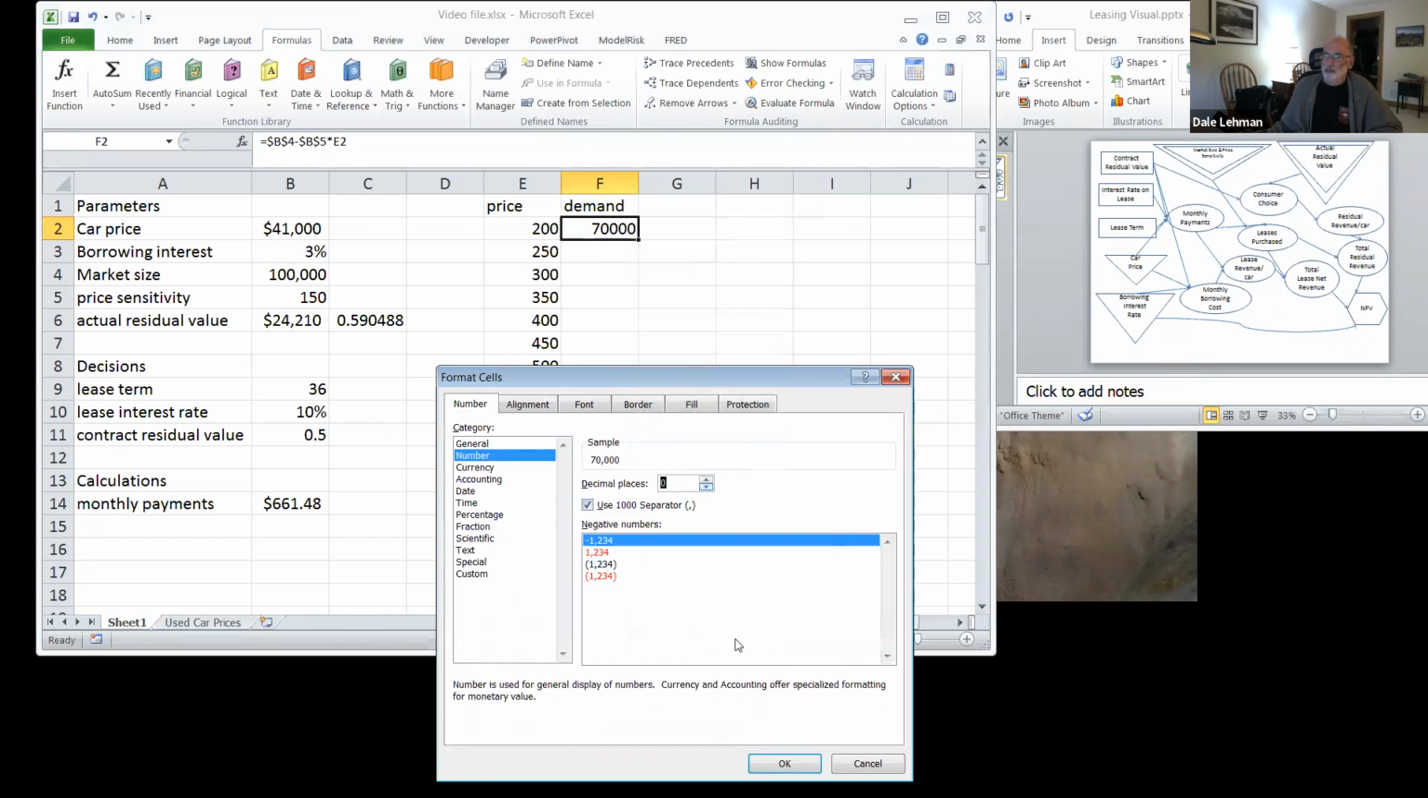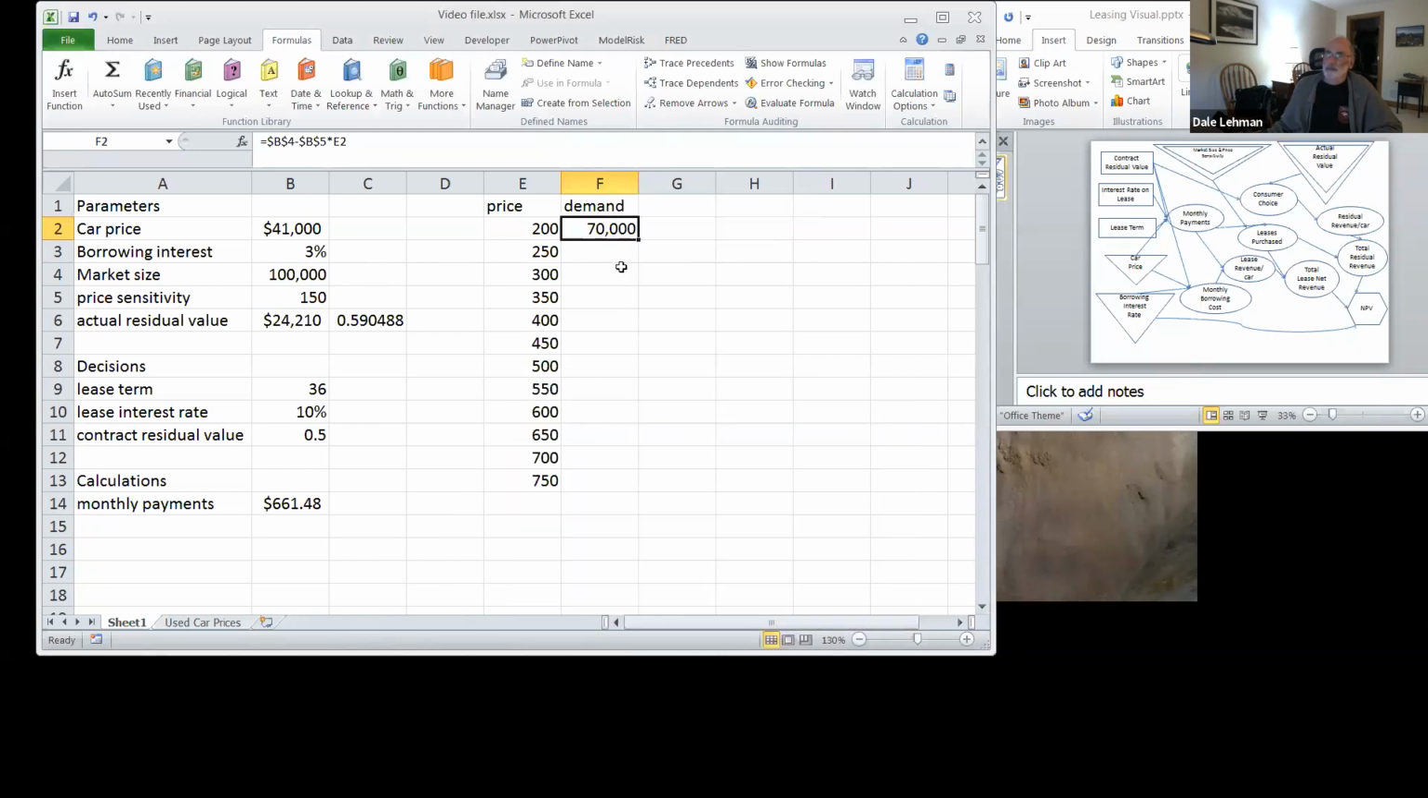Just format it a little nicer. And I can copy this formula down. As the price goes up, demand goes down. $661 puts us sort of right in here. Very few leases. We're not doing a whole lot of leasing business at that kind of monthly payment. The negative signs worry me here. I mean, we should not be having a negative demand.